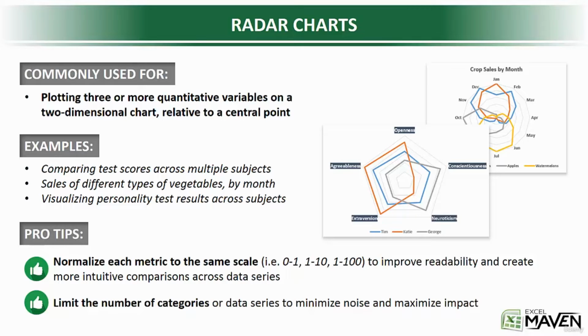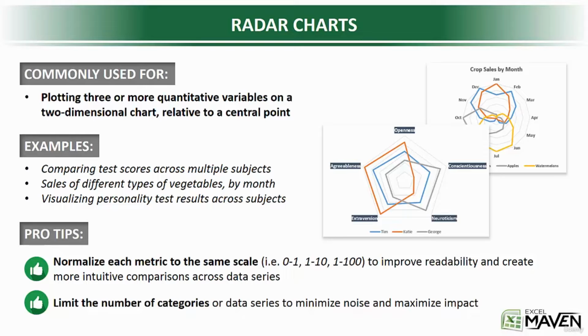So pro tips here. First and foremost, it can be really helpful to normalize each metric onto the same scale, like a 0 to 1, 1 to 10, 1 to 100, could be anything. But normalizing helps to improve readability and create more intuitive, more noticeable comparisons across your data series. That way you don't have one data series completely drowning out the others.